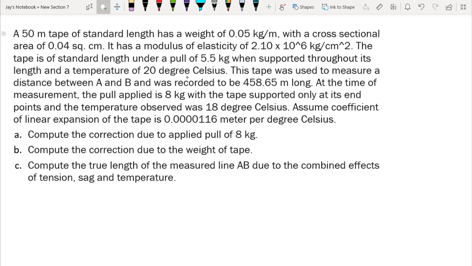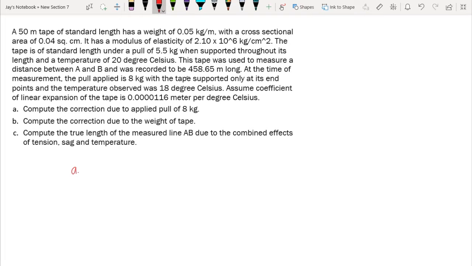So this is an example of combined corrections. So we compute first letter A, which is the correction due to applied pull of 8 kg. So we have the formula for the correction due to pull. CP is equal to PM minus PS times the length over the area times the modulus of elasticity. So we have identified PM here from the given. PM is the measured pull, and from question letter A, the applied pull during the measurement is 8 kg. So we have 8 kg.